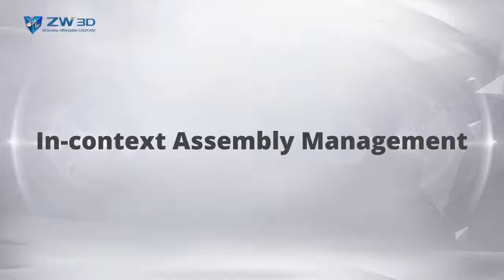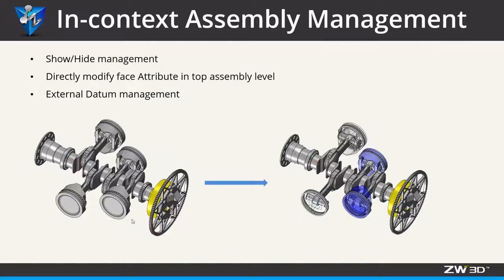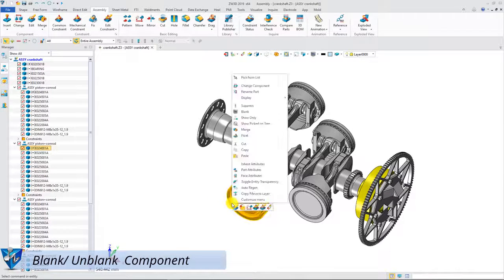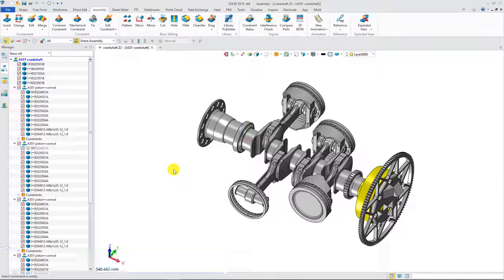Context assembly management. Components and sub-assemblies can easily manage the show-hide status, color, transparent, external datum, etc. Now, blank one component and it will not affect the other same components.